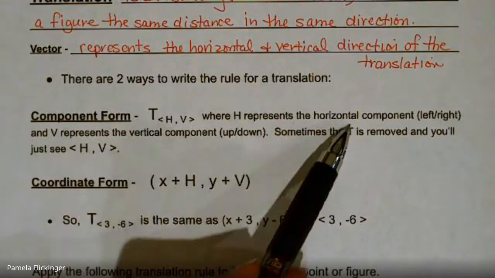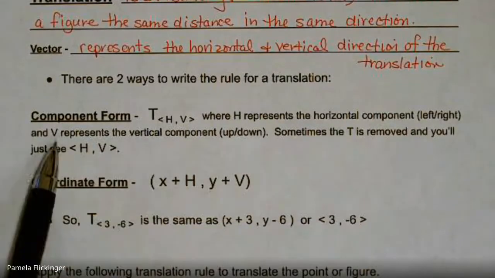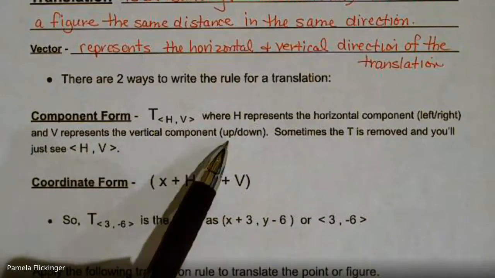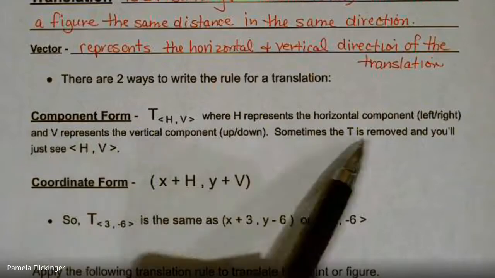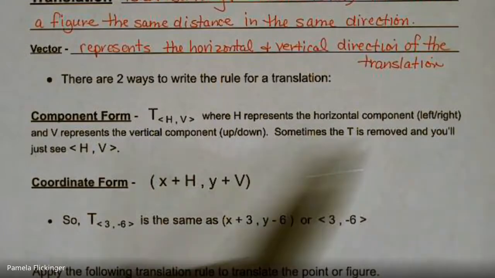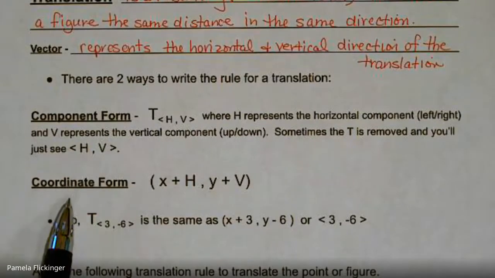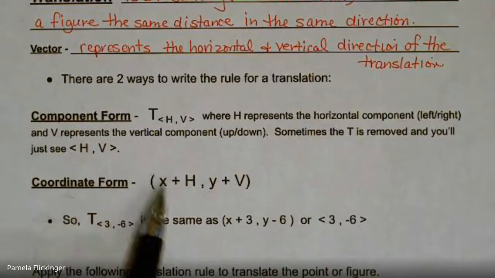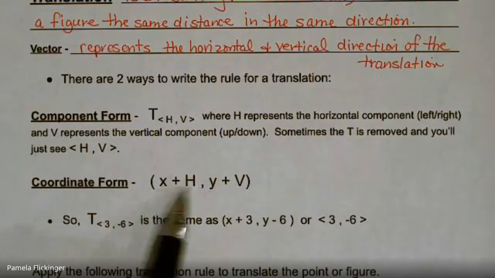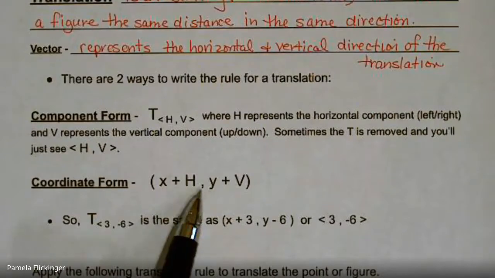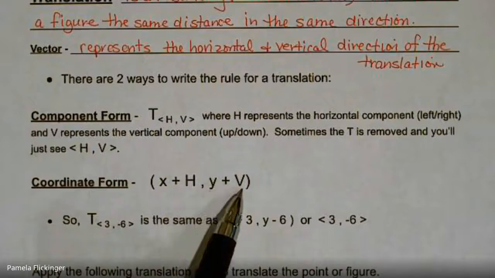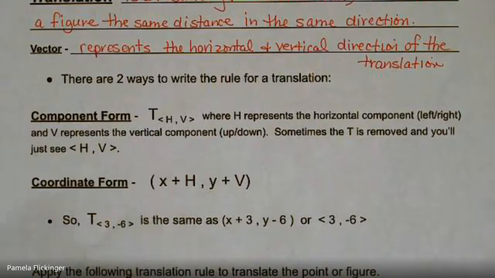So h represents the horizontal, which means how it's moving left and right. The v represents the vertical, which is how it's moving up or down. All right, sometimes the T gets removed and all you'll see is this. People call this almost like vector notation, but it's component notation. In coordinate form, you're going to see the x coordinate plus whatever the horizontal component is, comma, and then the y plus the vertical. Notice this has parentheses around it because it's going to look like an ordered pair.